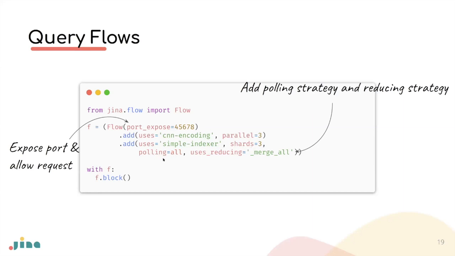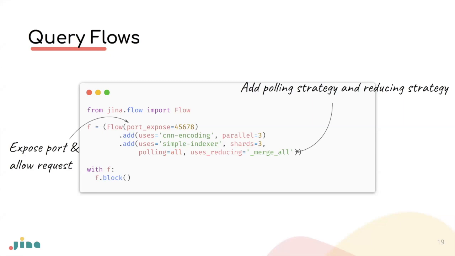You said, okay, so now the pulling strategy is you pulling from all the indexers, from all the shards, and then you reduce it by merging all. So basically, you can imagine when we store the data, right? It means the data can go to any one of those shards, right?